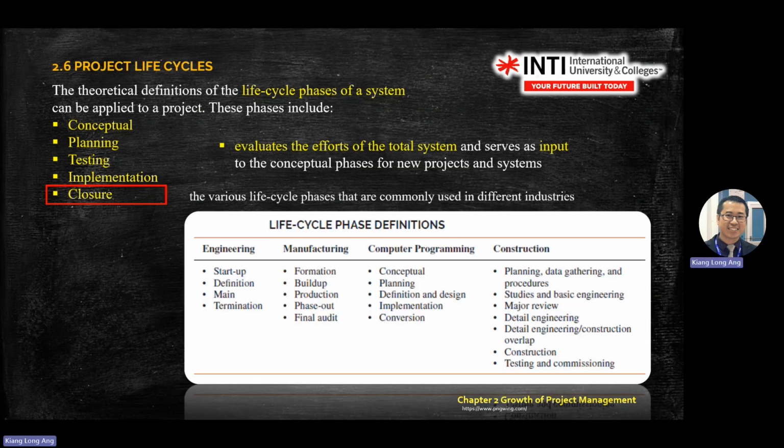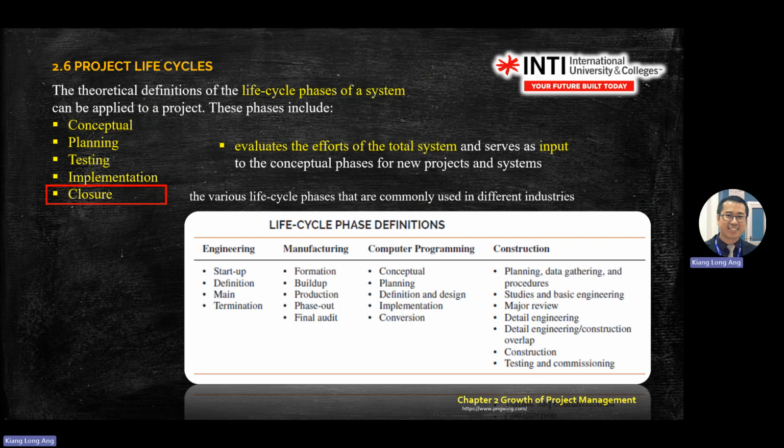Again, the life cycle definition is different from one industry to another. This is a general 5-phase life cycle: concept, planning, testing, implementation, closure. But it can be renamed or have more processes added inside the life cycle. For example, in engineering you have startup, definition, main, termination. Manufacturing has a few, computer has a few, construction has a few.